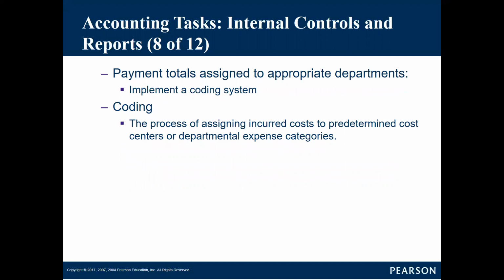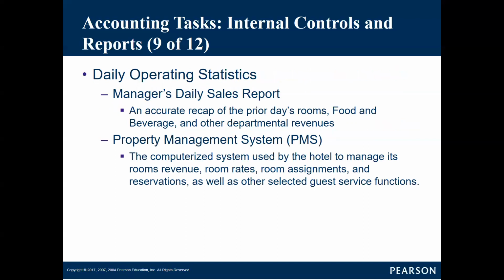Payment totals assigned to appropriate departments, right? So if you're the controller or the GM taking care of this, you're going to have a coding system. Coding is the process of assigning incurred costs to a predetermined cost center or departmental expense category. It's just making sure that you are able to keep track of your budget a little bit more accurately. If one center is off budget, it's easier to track if you're doing this than if you're not. Make sense? I hope.